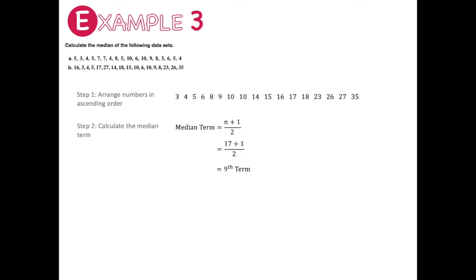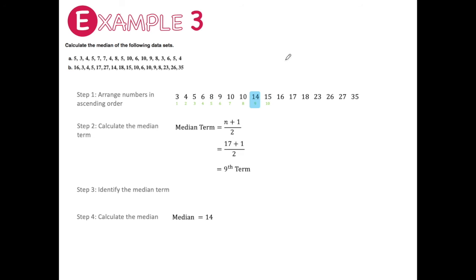So to be able to identify the median term, I go and I count my numbers from the beginning until I get to the 9th number. So 1, 2, 3, 4, 5, 6, 7, 8, 9. So I've identified my 9th number, and my 9th number is going to be the median. So in this example, the median is going to be 14.